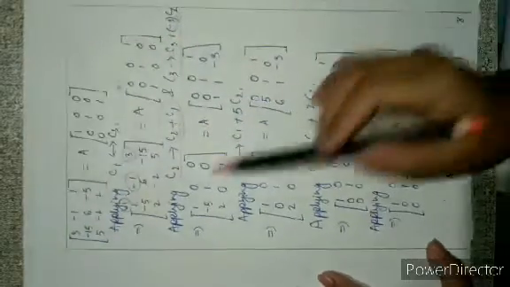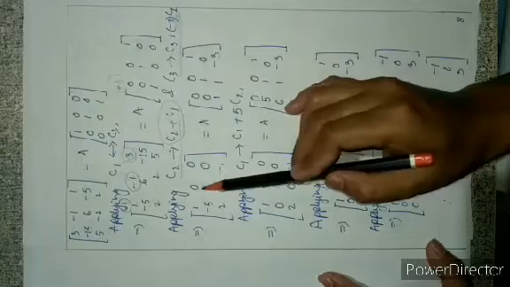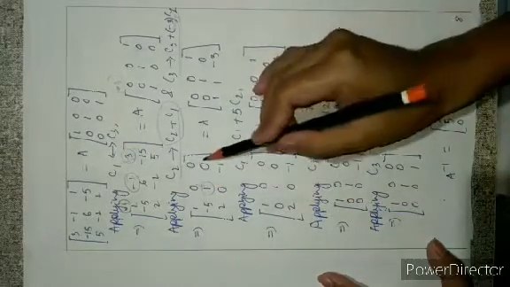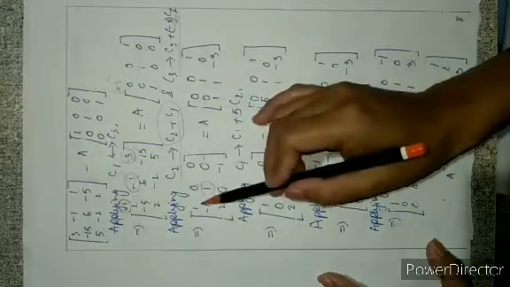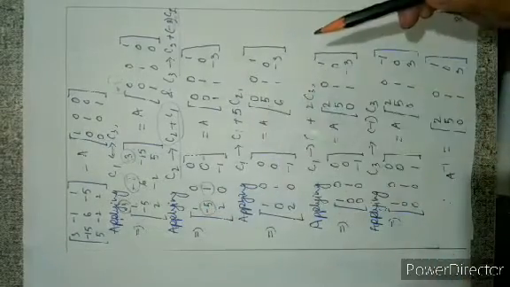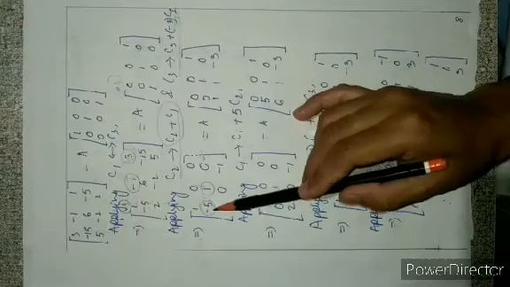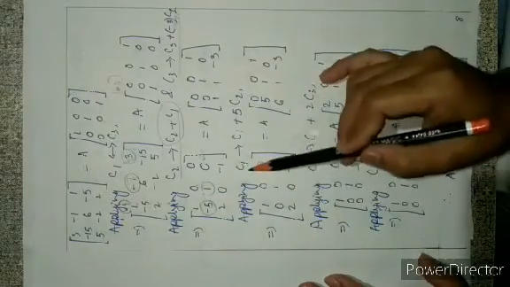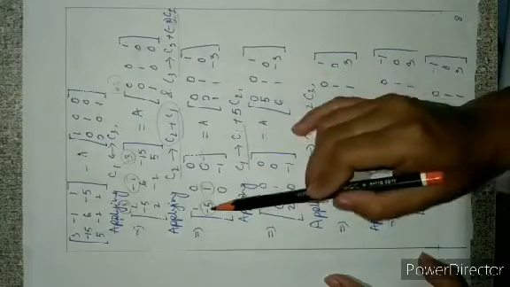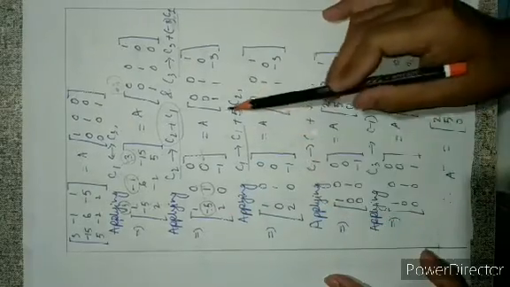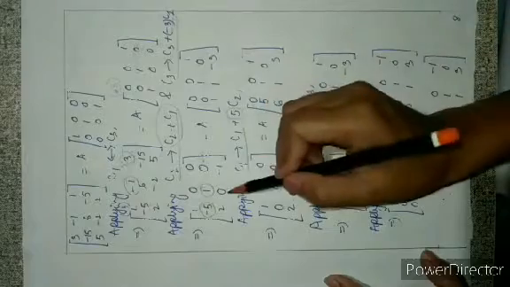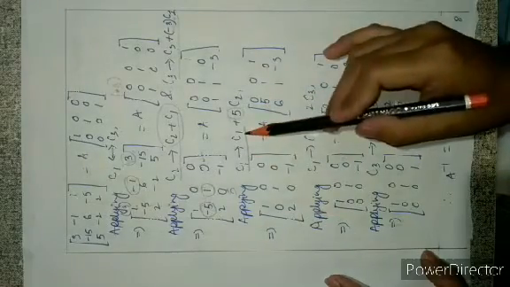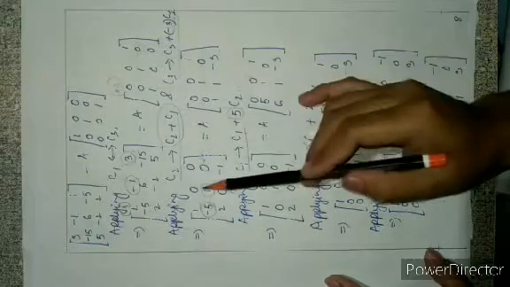Here the diagonal element A22 is equal to 0, and one of the corresponding elements is 0. Then we have to make this element minus 5 equal to 0. Since the number is minus 5, the scalar should be plus 5. The elements of the second column are multiplied by 5 and added to the corresponding elements of C1.